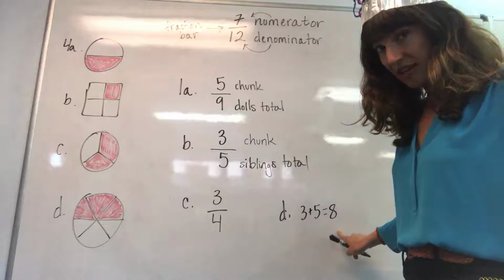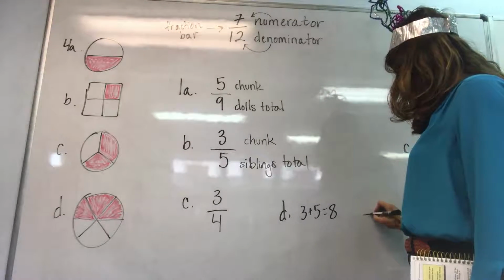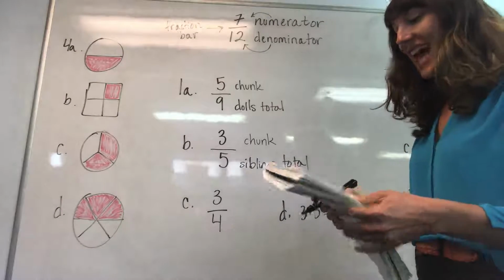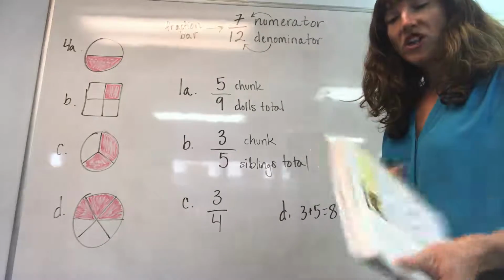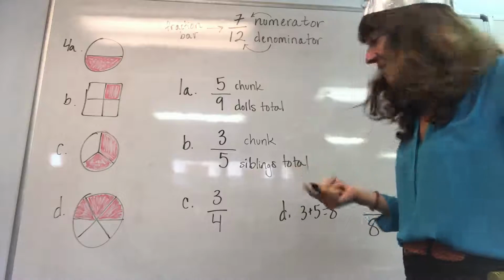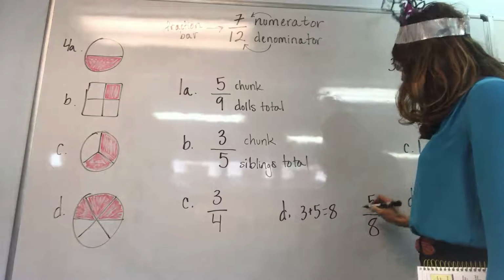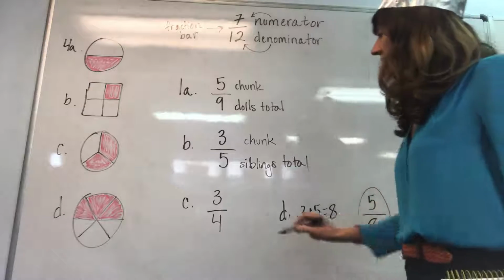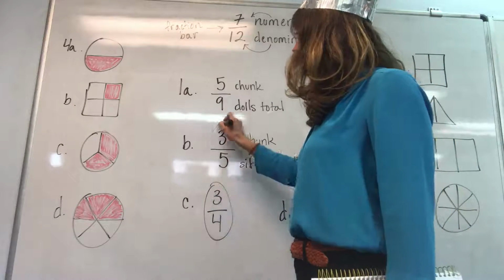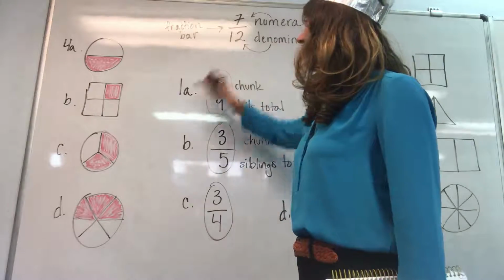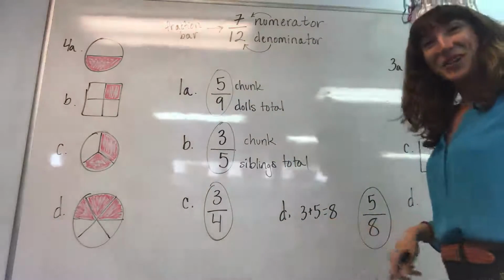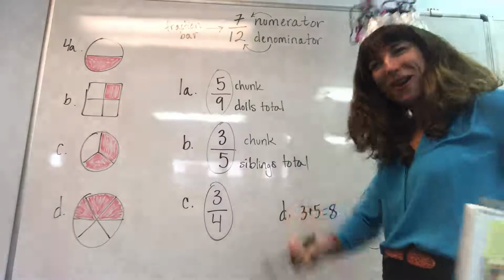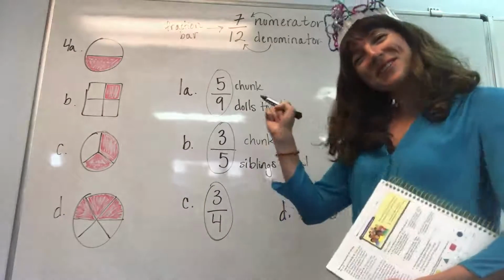That's your denominator. Okay, so when you write your fraction, it's gonna look like this. That's 8 on the bottom. All right, and then they want to know what chunk of those is red. Well, that's 5. And you put that on top, okay? So that's your final answer for D, C, B, and A. That's how you write the fraction of a group. Ooh yeah, you are so smart.